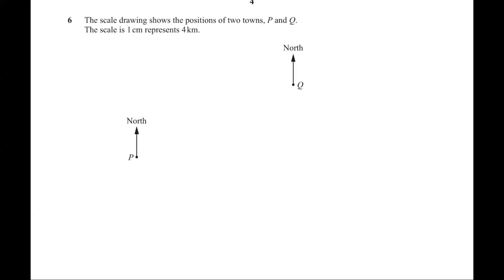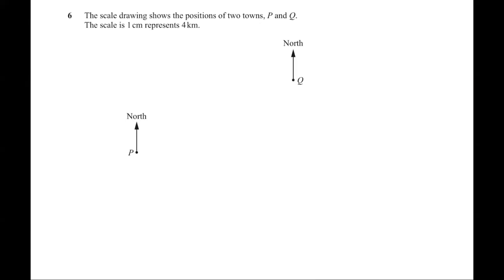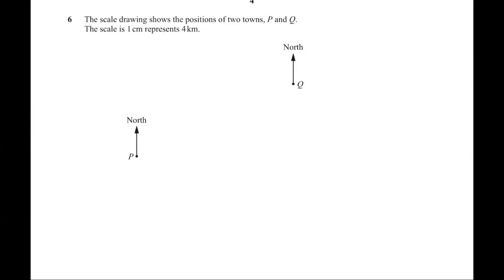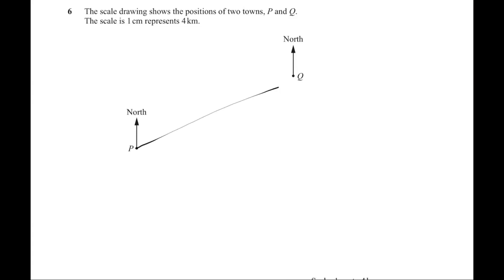Scale drawing of the positions of two towns, P and Q. The scale is 1 centimeter represented by 4 kilometers. Find the actual distance between town P and town Q. You need to draw a straight line between them, then measure with your ruler and multiply by 4, because that is the scale given.